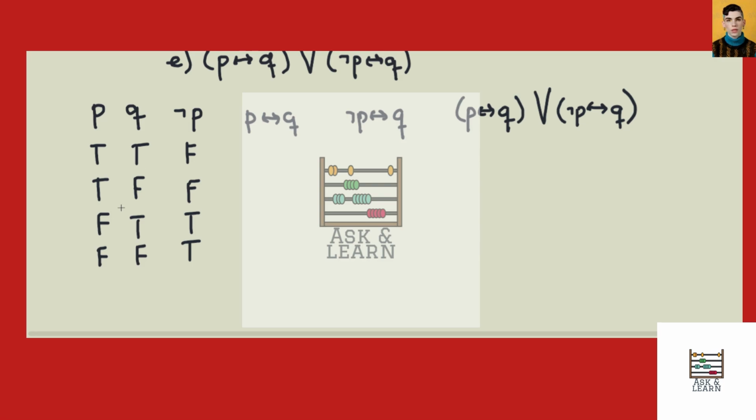So we're looking at the first two columns. So we have true, true, so that's true. True, false is false. False, true is false. And false, false is true. Now we're going to look at the third column and then the second column. Again, both truth values have to be the same in order for it to be true. So false, true, that's false. False, false, that's true. True, true, that's true. True, false, that's false.